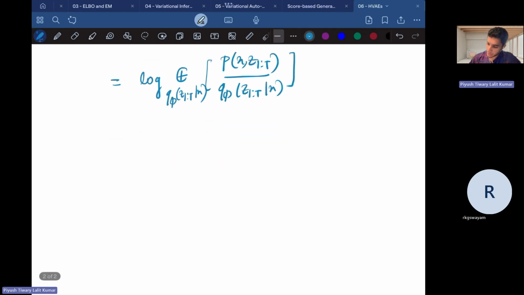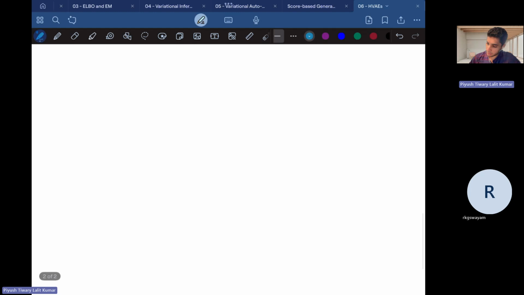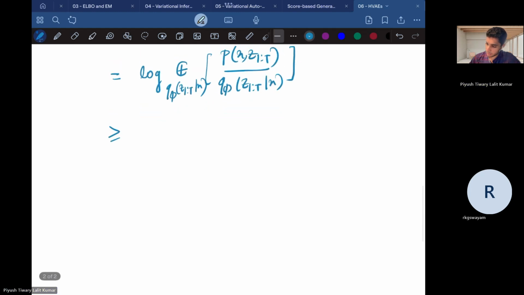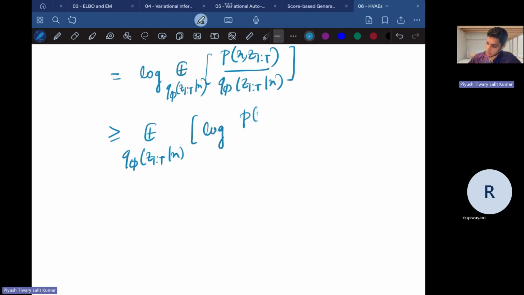And now you simply apply Jensen's inequality, right? Log of expectation is greater than or equal to expectation of log. So this is the expectation under q phi (z1 to T given x) of log of p(x, z1 to T) divided by q phi (z1 to T given x). That's all. So this is your ELBO now.